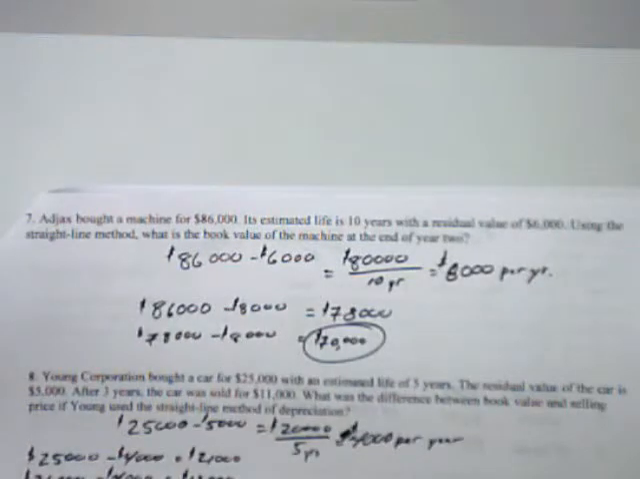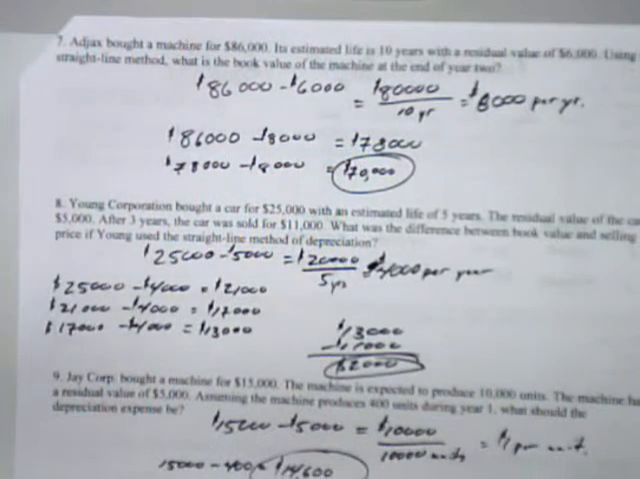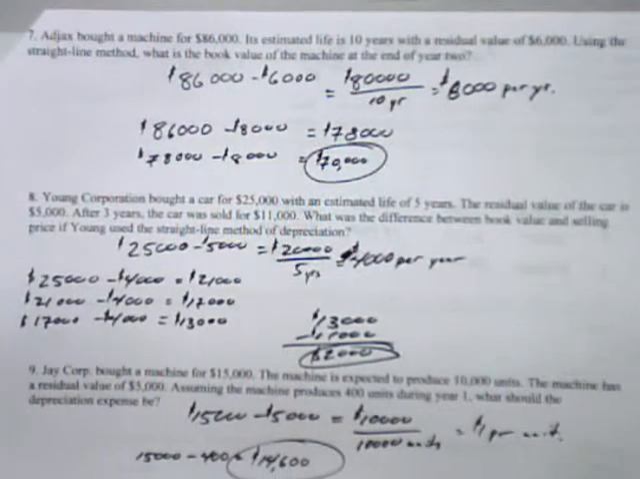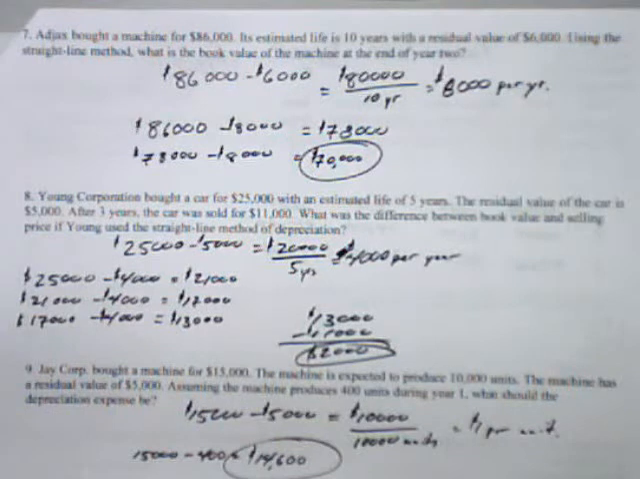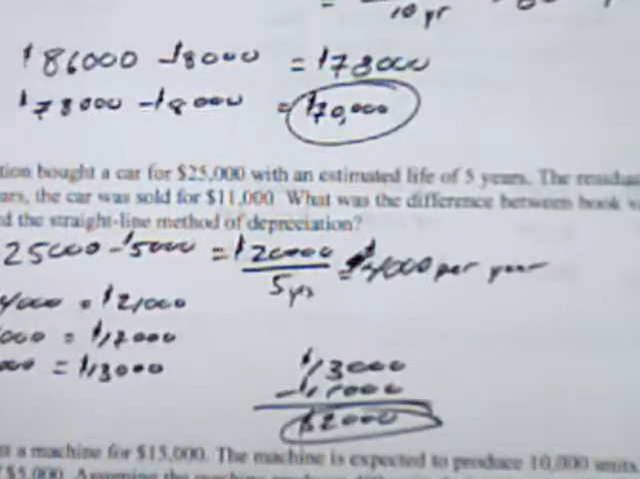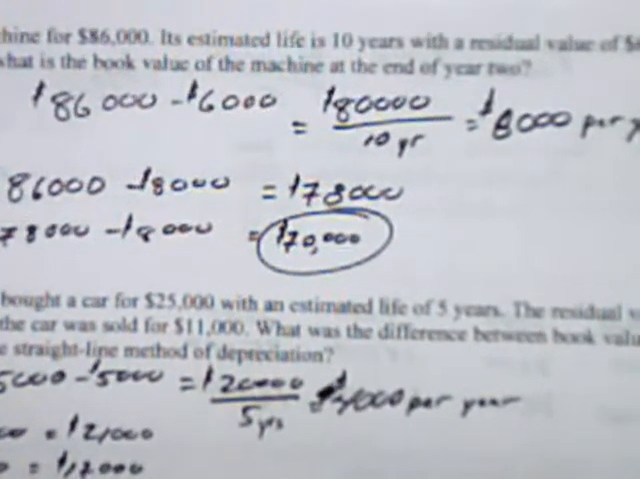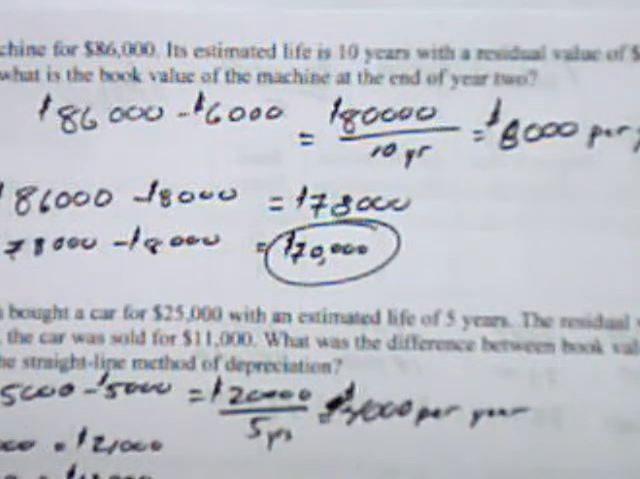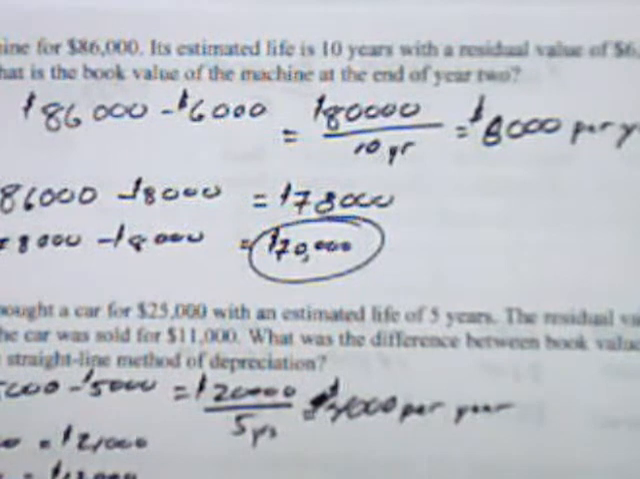Number 7 starts all the depreciation stuff. So I took $86,000, subtracted away 6, and got $80,000, and I'm going to divide that by 10 years. So it's $8,000 a year that gets chopped off. You depreciate that vehicle $8,000 a year. I guess it's a vehicle, isn't it? What is it? Machine. Just a machine.